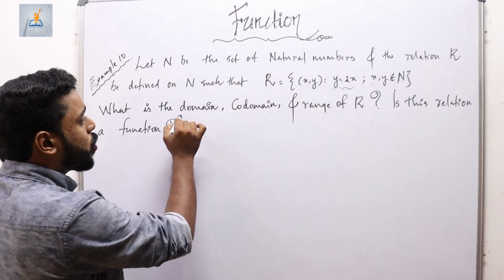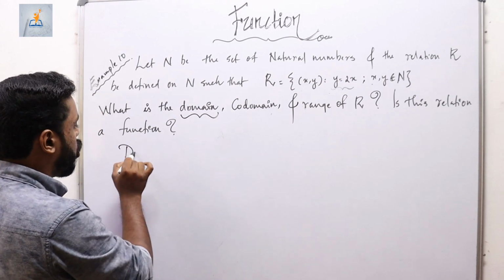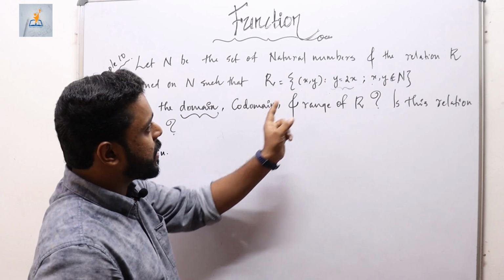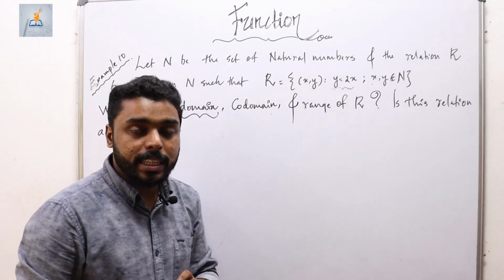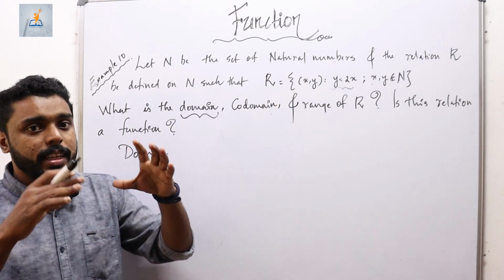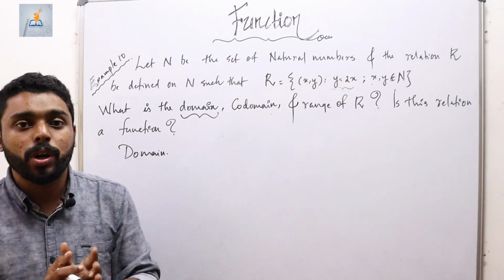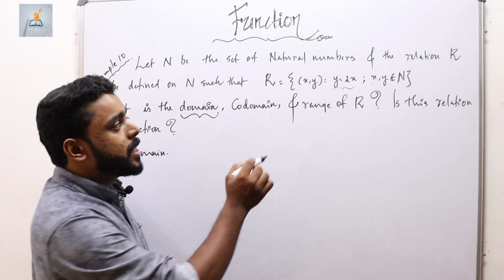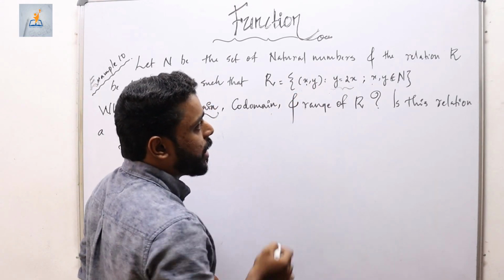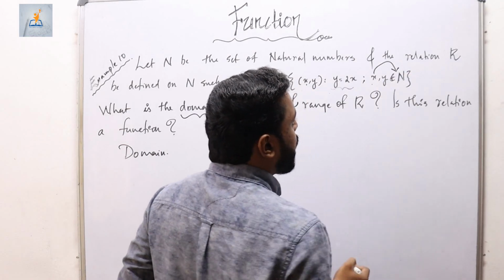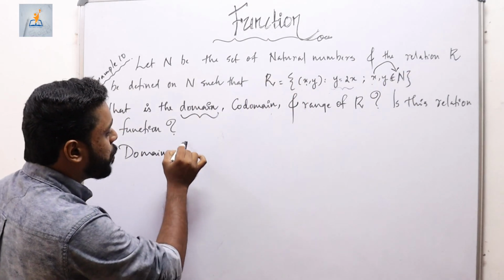So first we are going to find the domain of R. The domain of this relation means the set of all first elements, isn't it? We learned that the set of all first elements in each and every ordered pair constitutes the domain of the relation. The set of all first elements is nothing but x. Where does this x come from? From N. Therefore, the domain is nothing but what?